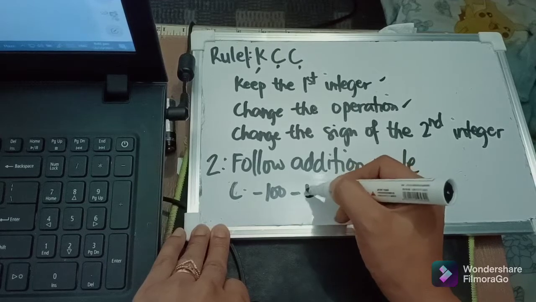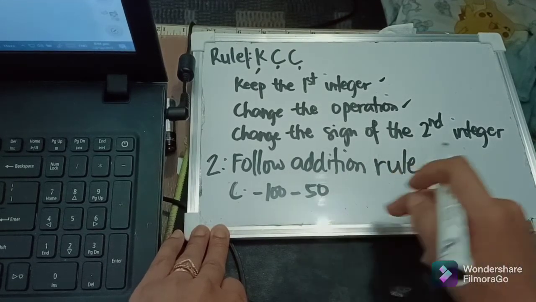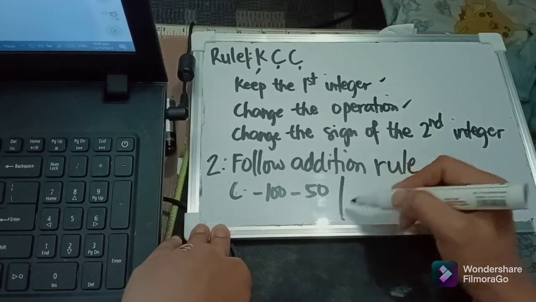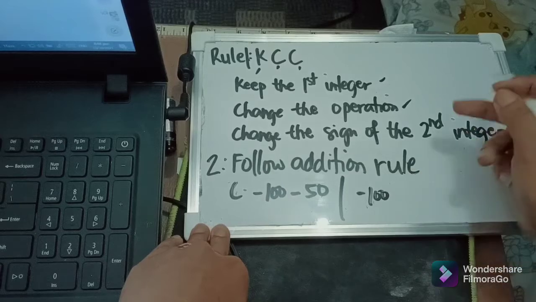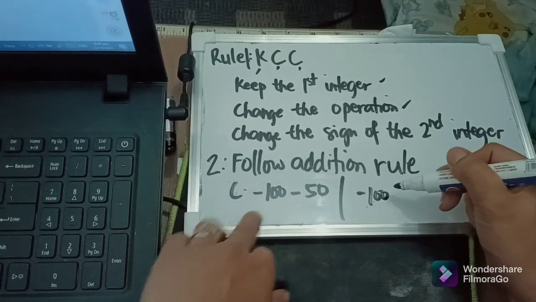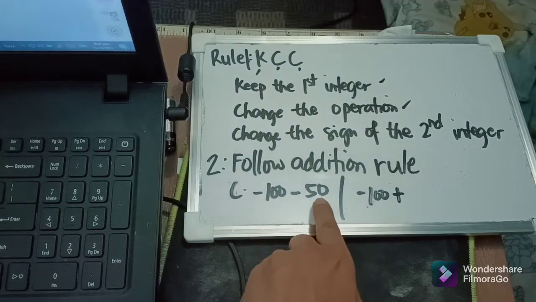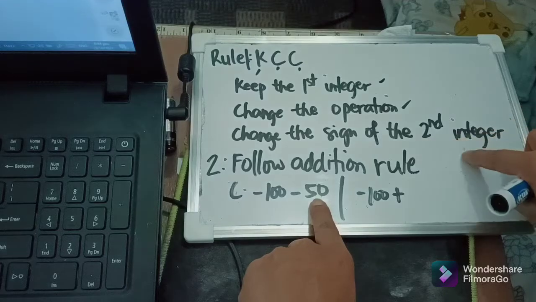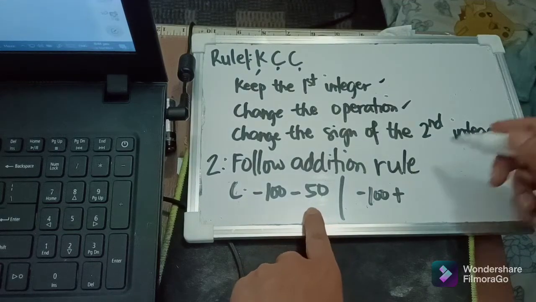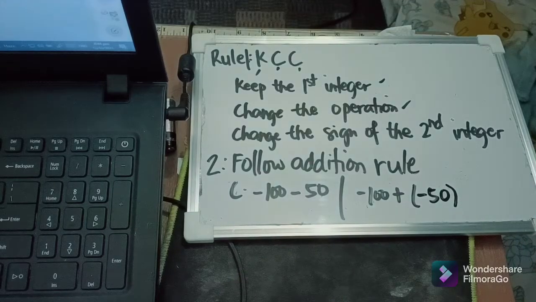Negative 100 minus 50. Okay, minus positive 50. So, keep the first integer, so that's negative 100. Change the operation, yung minus magiging plus. And then, change the sign of the second integer, so positive 50 magiging negative 50.